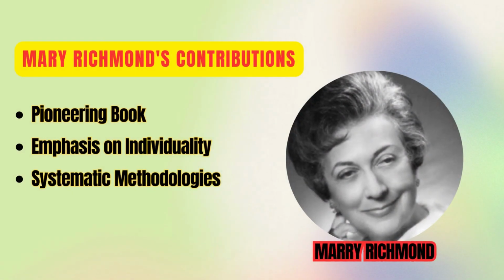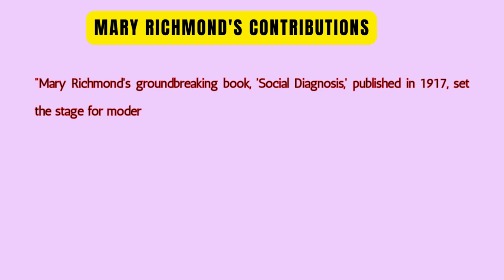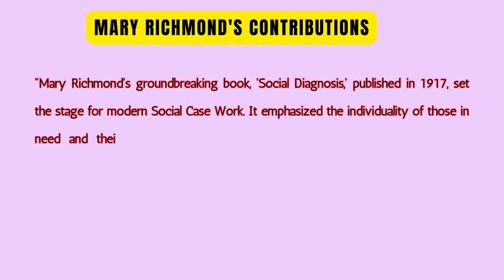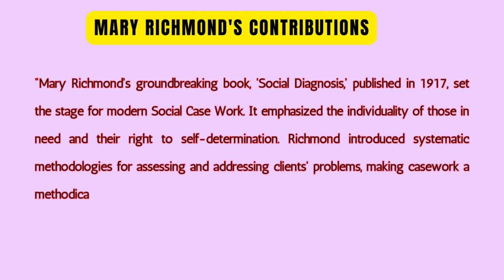Mary Richmond's groundbreaking book, Social Diagnosis, published in 1917, set the stage for modern social casework. It emphasized the individuality of those in need and their right to self-determination. Richmond introduced systematic methodologies for assessing and addressing clients' problems, making casework a methodical and humanistic approach to helping individuals.